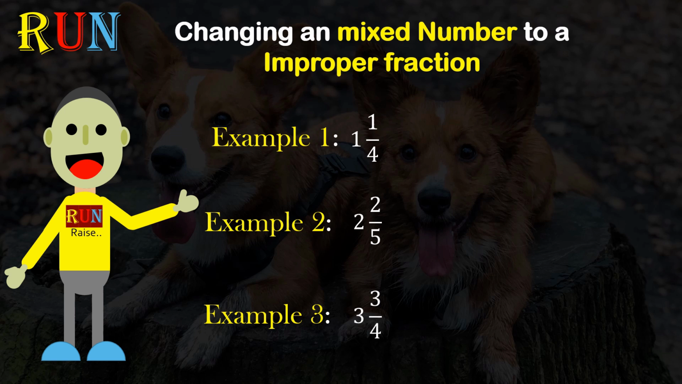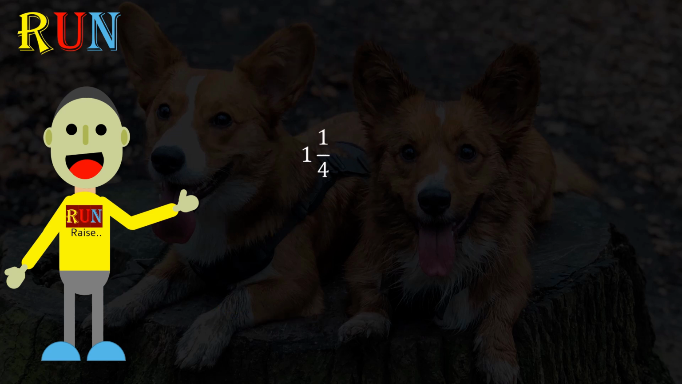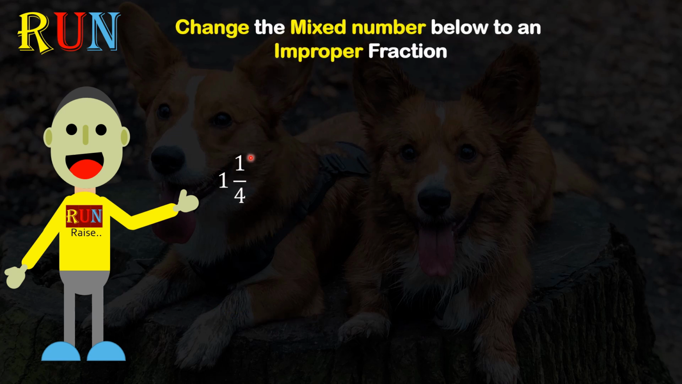Now, with that said, let's take a look at example number 1. So here we are given this mixed number. How do we change it to an improper fraction? It's very easy. All we need to do is say 1 multiplied by 4. So the whole number part multiplied by the denominator plus the numerator.